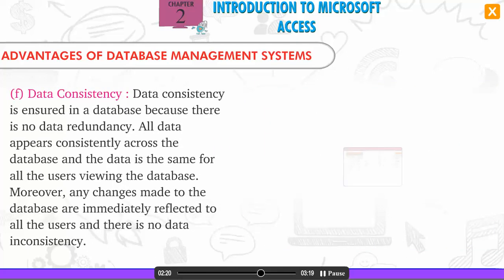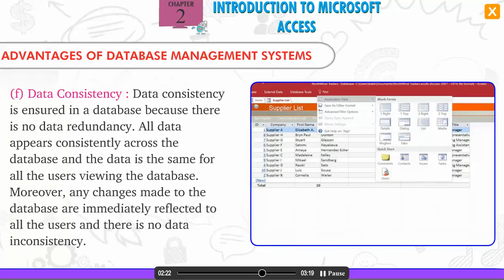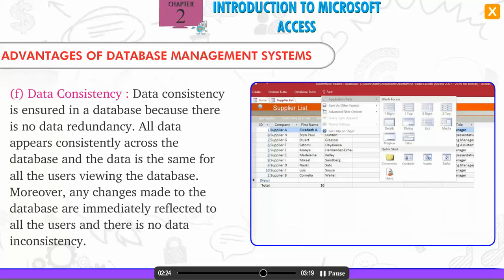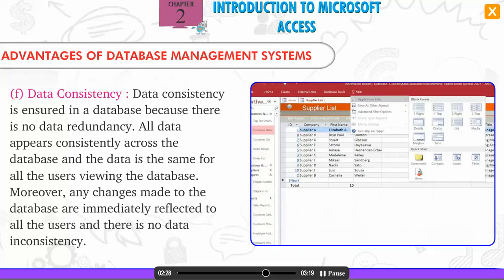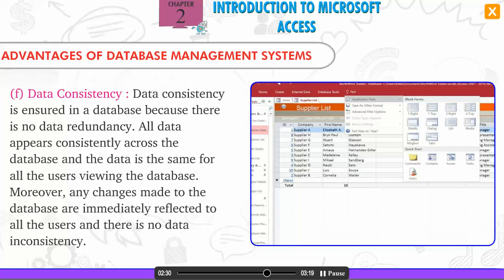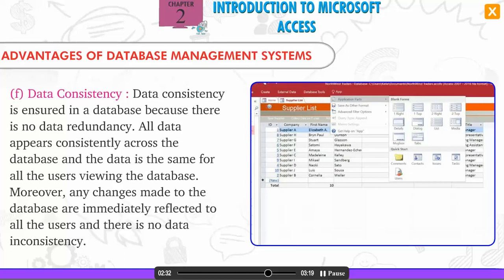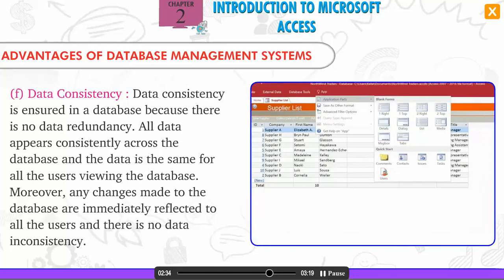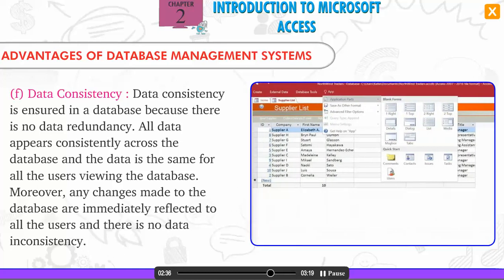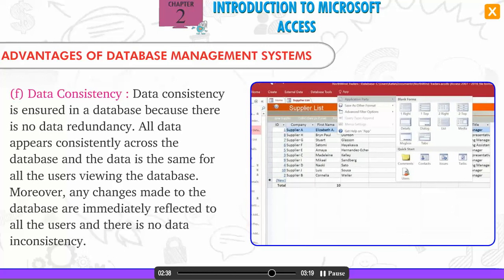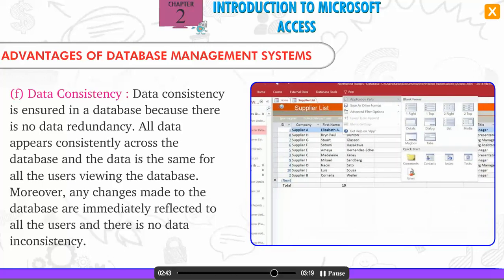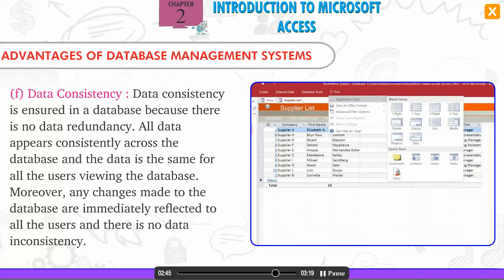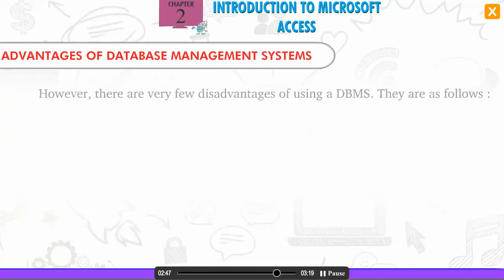F. Data consistency. Data consistency is ensured in a database because there is no data redundancy. All data appears consistently across the database and the data is the same for all the users viewing the database. Moreover, any changes made to the database are immediately reflected to all the users and there is no data inconsistency.